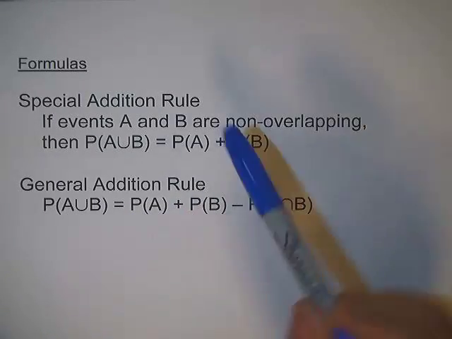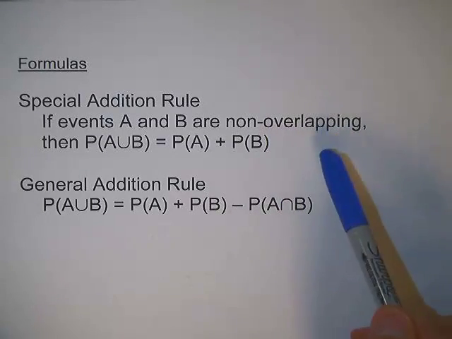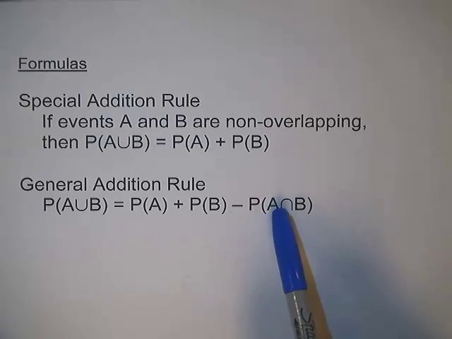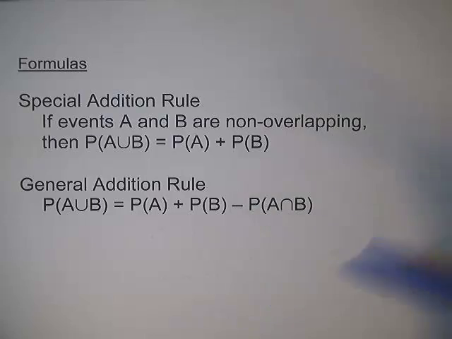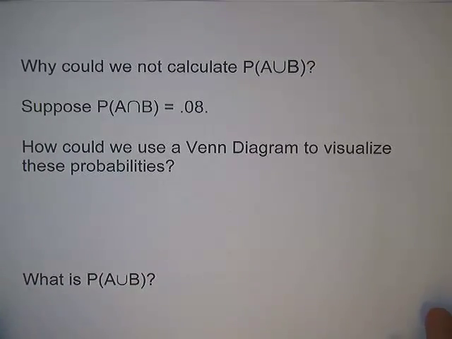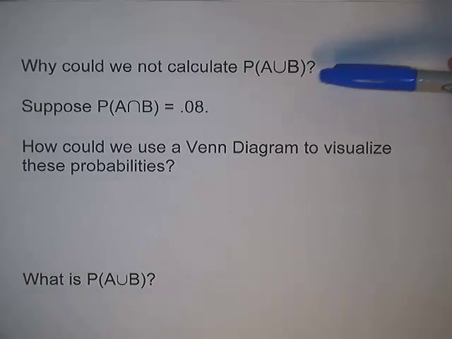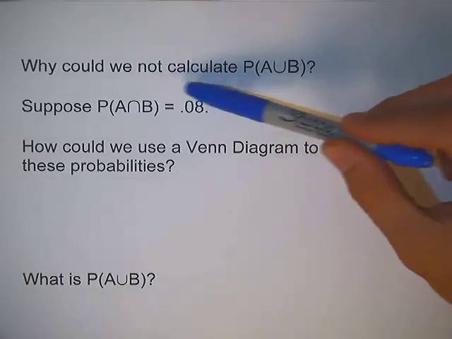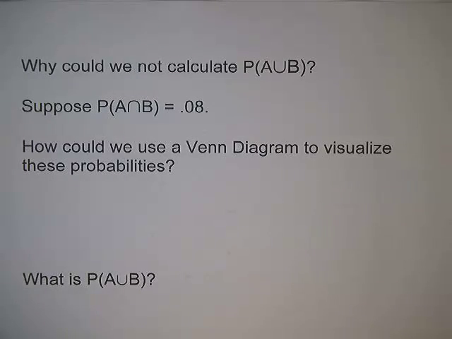Okay, now also remember that if events are non-overlapping, the probability of A and B is equal to 0. So if this equals 0, the general addition rule becomes the special addition rule, because if they're non-overlapping, A and B is equal to 0. Okay, so if we think back to the example again, why couldn't we calculate A or B? Because we didn't know the probability of a student taking both classes. So what we're going to do now is suppose that A and B equals 0.08. So there's an 8% chance that students will take both of the two classes.